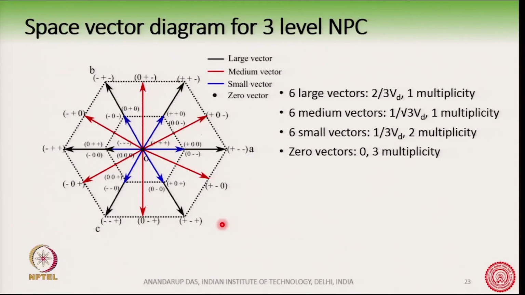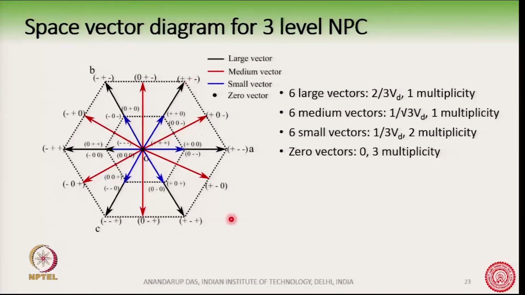Okay. So, this is the whole space vector diagram. These vectors are shown by these arrows. There are 6 large vectors and 6 medium vectors. The small vectors are indicated by the blue arrows, while the medium vector is indicated by the red arrow, and the black one indicates the large vector.